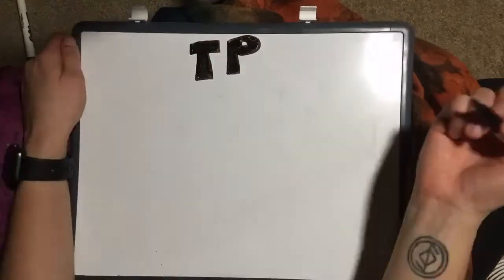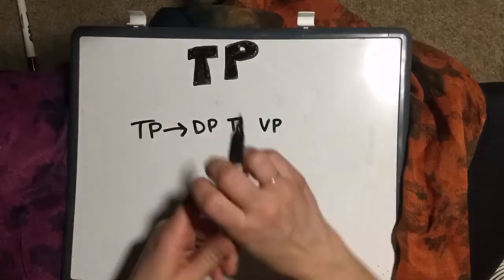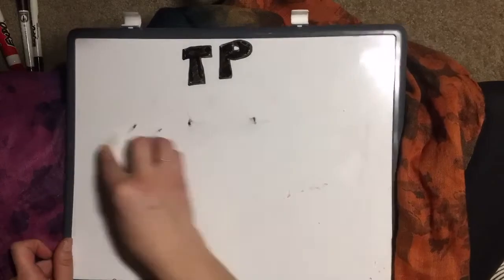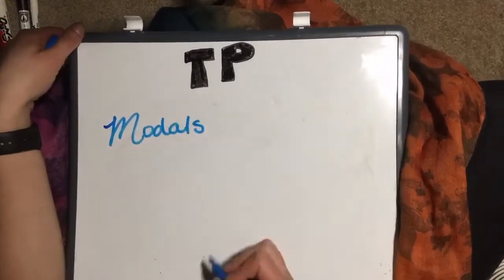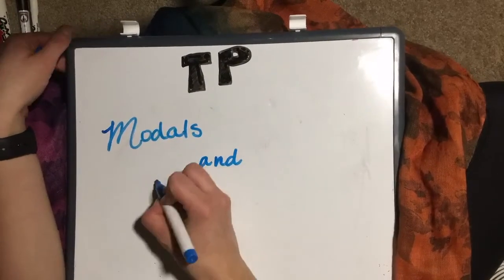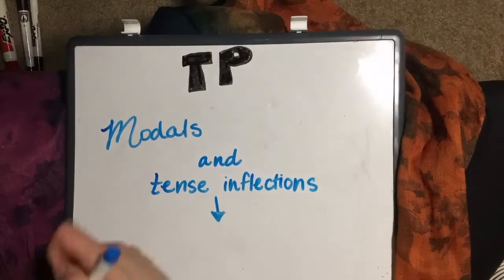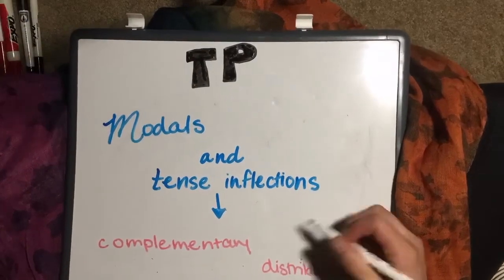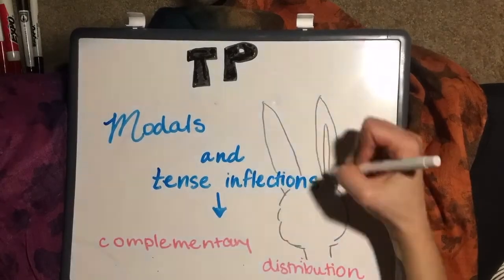Alright, so moving on to TPs. As I'm sure you've noticed by now, all the TPs that we draw don't always have T's in them. So what's up with that? We're going to look at evidence that shows that modals and tense inflections are also in complementary distribution, which means that they are also part of the same category as well.